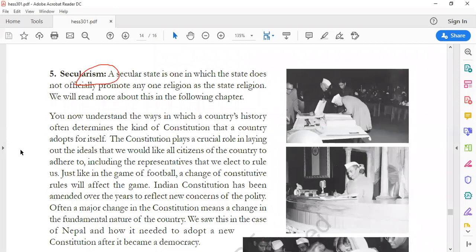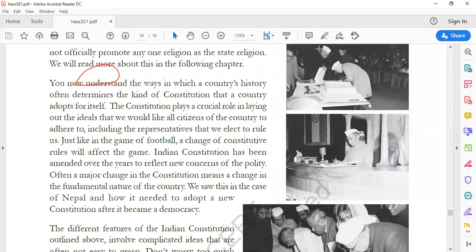Okay, now you understand the ways in which countries determine kinds of constitution. A country's history often determines the constitution, and the constitution plays a crucial role in laying out ideals that all citizens of the country must adhere to. That means you must follow them. Constitution plays a very important role, because you should follow its ideals. The ideals must be such that every citizen adheres to them, including the representatives that we elect to rule us. They also must follow them.